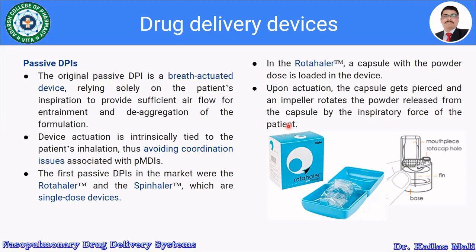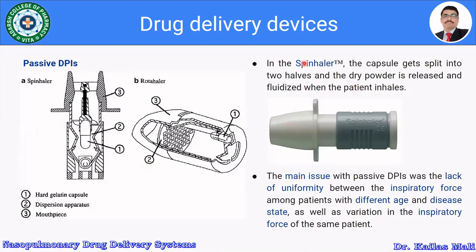Let us see the Spinhaler. In the Spinhaler, the capsule gets split into two halves. So this is the Spinhaler design. Here it's a Rotahaler and here it's a Spinhaler. This is the hard gelatin capsule in the case of the Rotahaler. Then here is a dispersion apparatus and this is the mouthpiece. In the case of the Spinhaler, this is the capsule which we are supposed to place. Then here is a dispersion apparatus, and this is the mouthpiece.